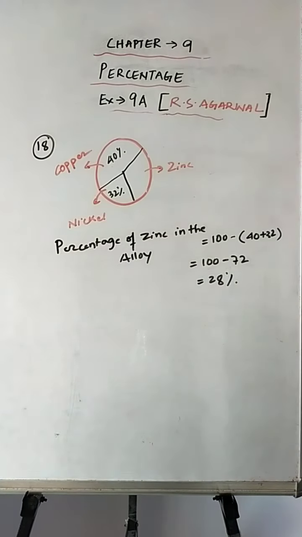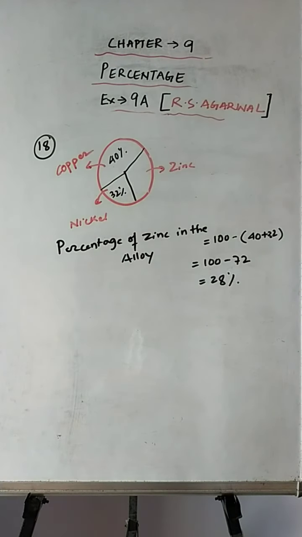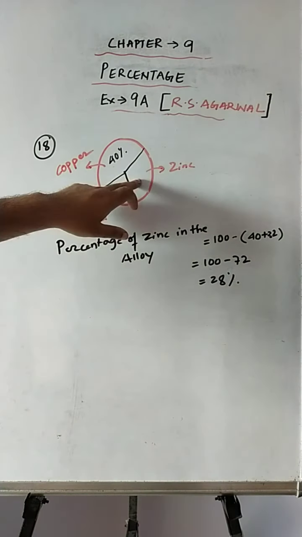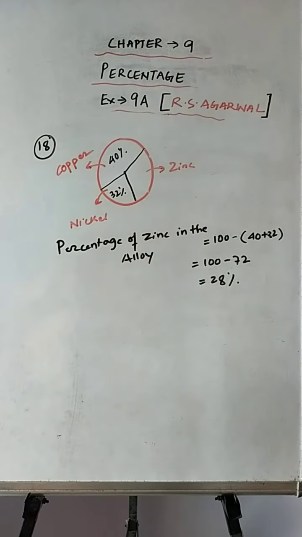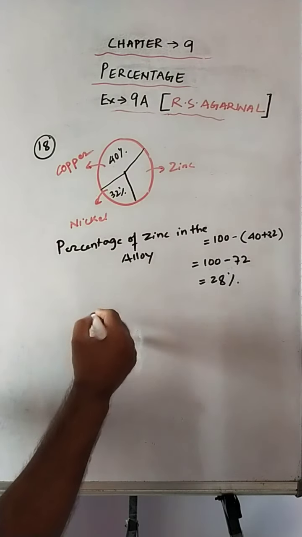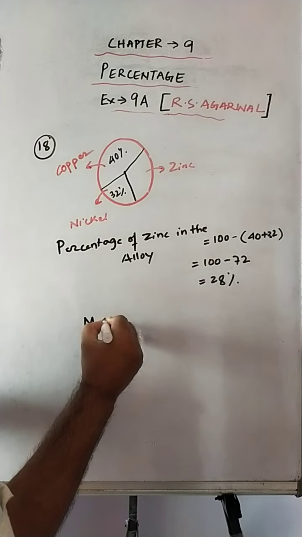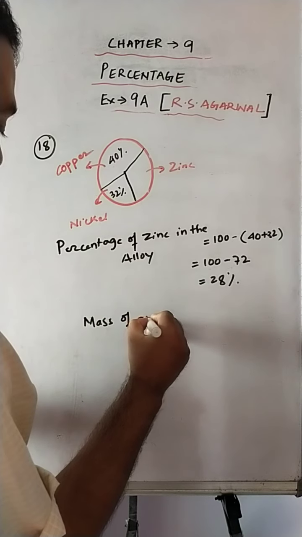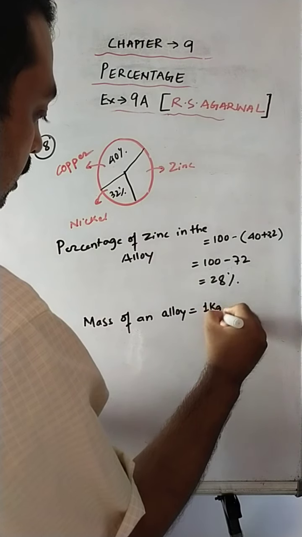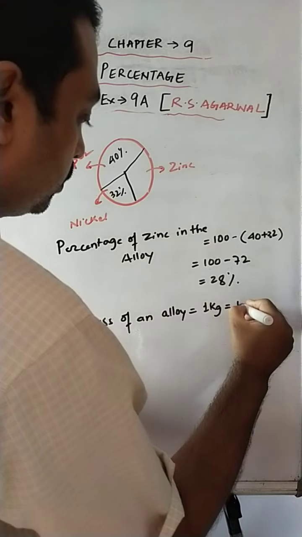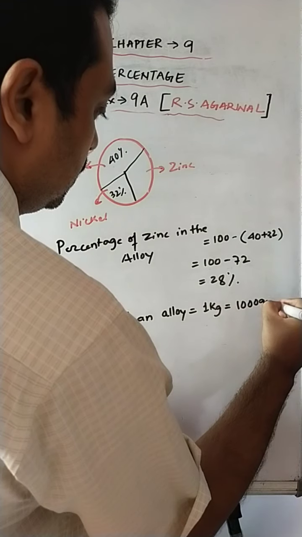Okay, now let's move on to the next sentence. In the next sentence they have said, find the mass of zinc. That means we have to find the mass of zinc present in the alloy if the entire alloy is 1 kg. So the mass of the alloy is equal to 1 kg. Now in place of 1 kg we can also write 1000 grams, isn't it?